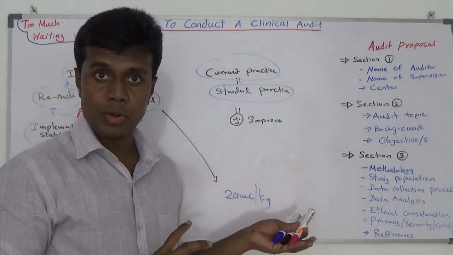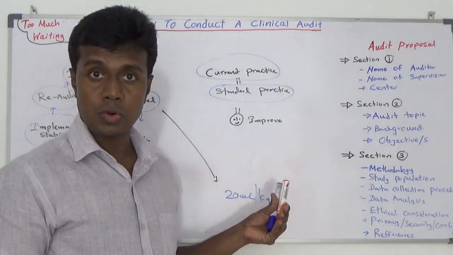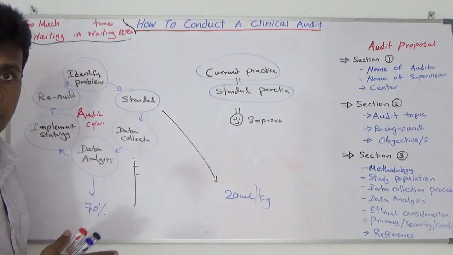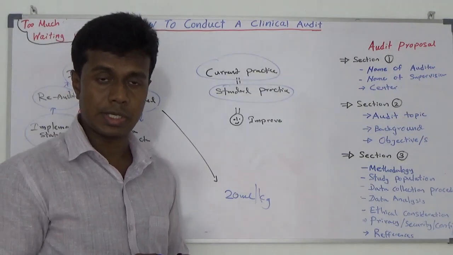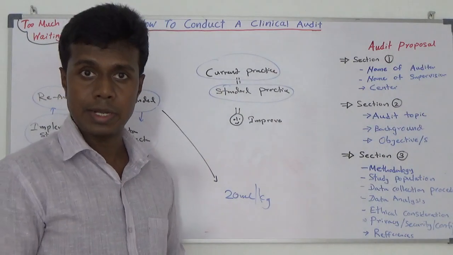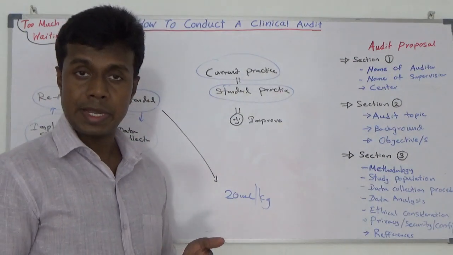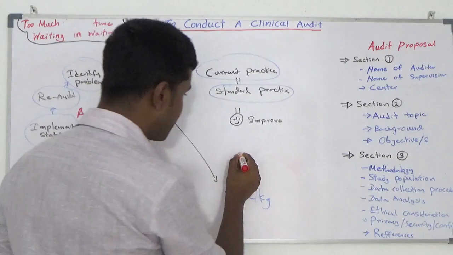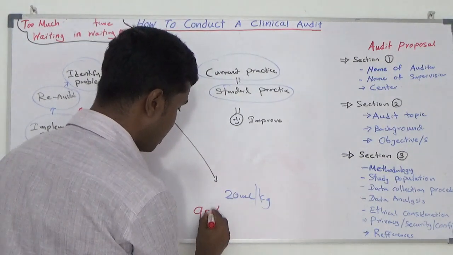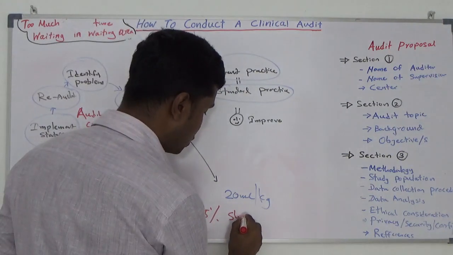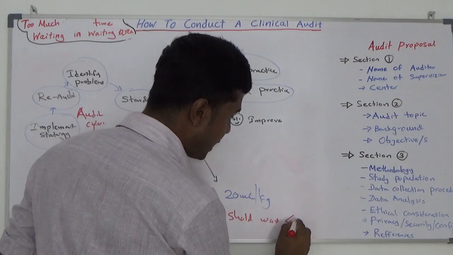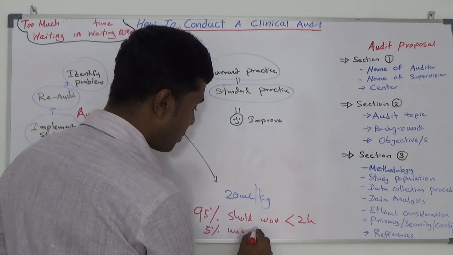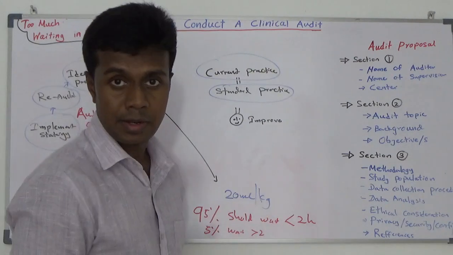This morning when I came into the theater, I saw a lot of patients in the waiting area. So I think patients waiting in the waiting area for too much time is not a good condition. Then I looked through the guideline. It says that at least 95% of patients should wait less than 2 hours. That means only 5% of patients wait more than 2 hours. The rest do the surgery and go to work.